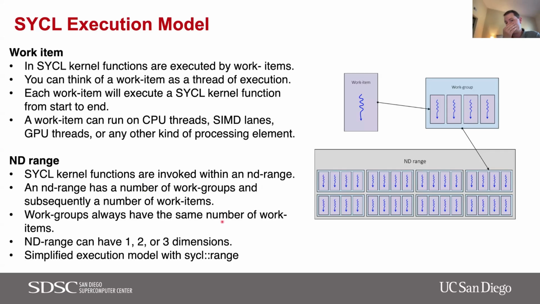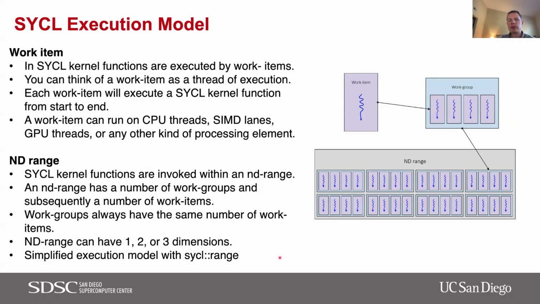So I can define an ND range. In this case, I would have a work group size of 4, but I have an ND range of 4 by 4, so 16 times 2, right? So I would be launching basically 32 threads, and they are grouped into work groups of 4 threads.